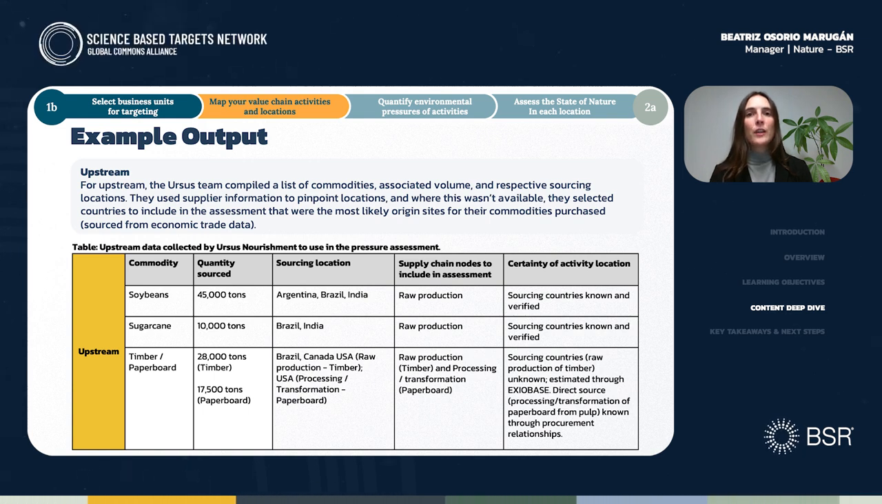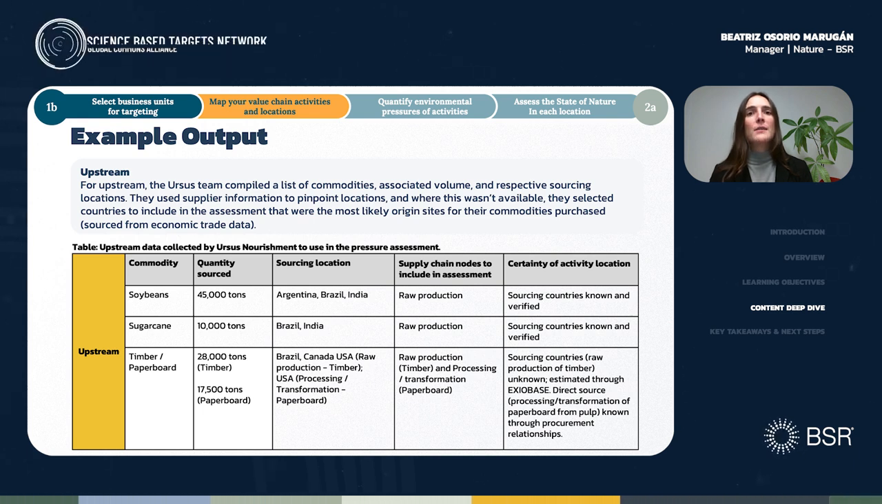The company recorded the volume of the purchased goods, the high impact commodity used to produce that product, and then estimated the raw tons for the commodity in cases where the raw production phase was the activity of highest impact.